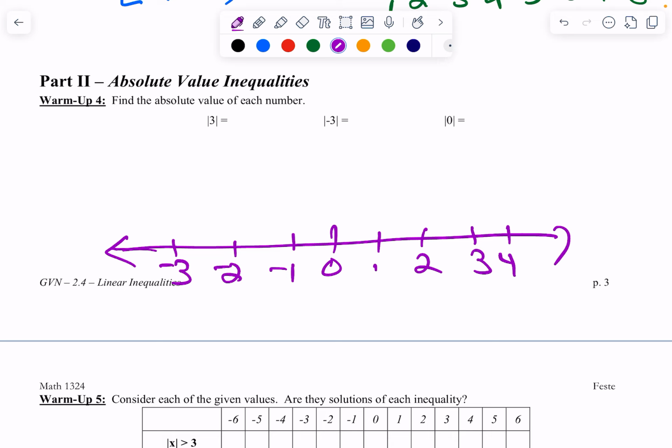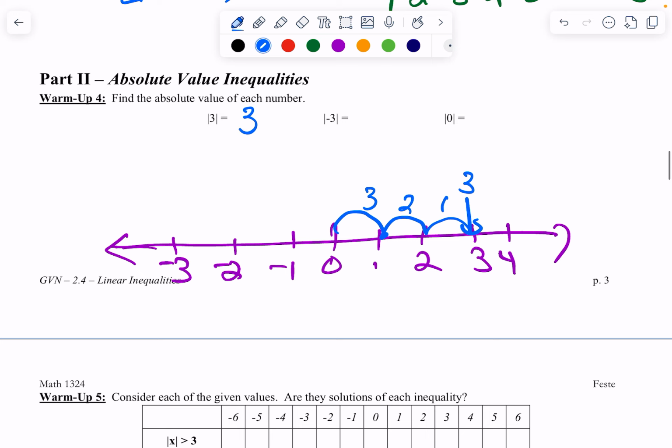Okay, so when we are looking at absolute value of 3, we're looking at the distance. So here's 3. The distance from 0 is 1, 2, and 3. So our absolute value of 3 is 3. For negative 3, that would be here. The distance from 0, again, is 1, 2, and 3. So our answer is 3. So basically, you just drop the signs. Whatever sign is inside, you just drop it.